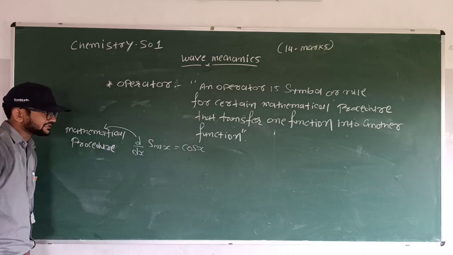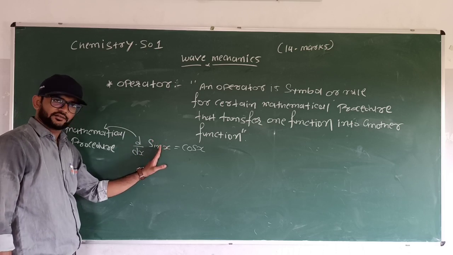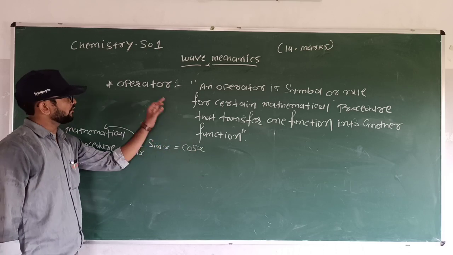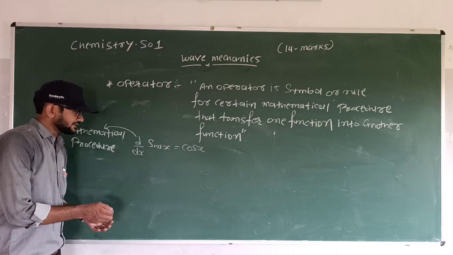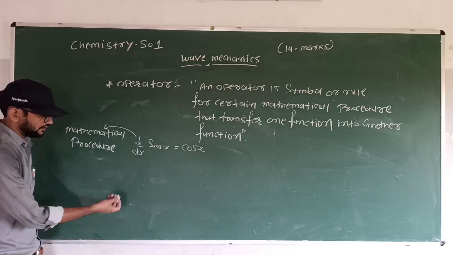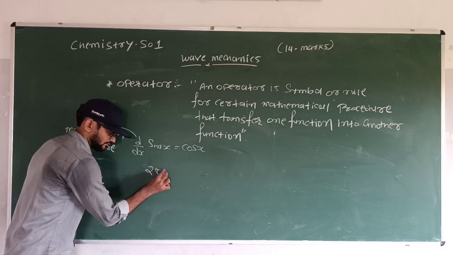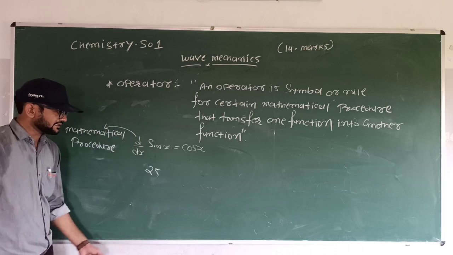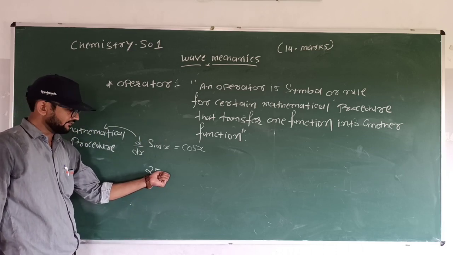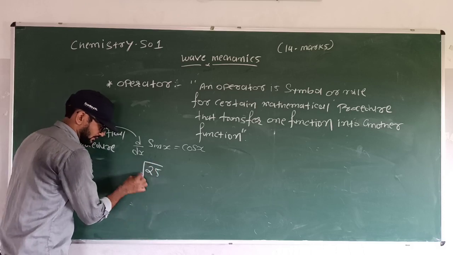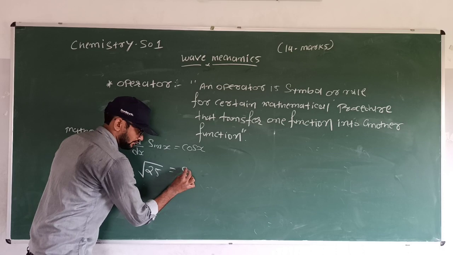So what is the role of operator? Operator operates on a function and converts it into another function. So operator is nothing but a mathematical procedure. Like, second example, suppose we take any value like 25. So 25 is a mathematical value. Now we take under root on 25. So under root of 25 is equal to 5.